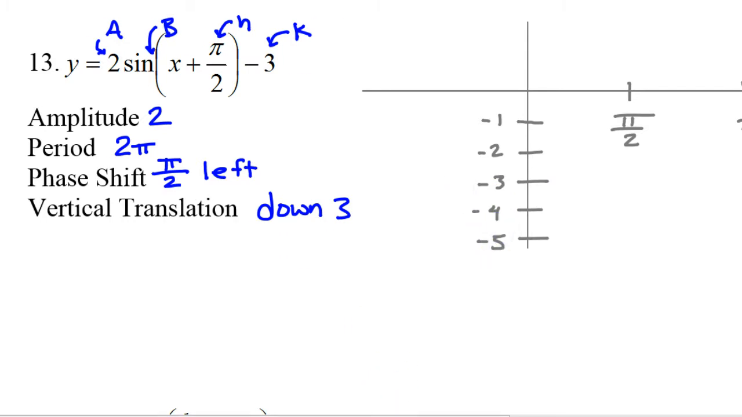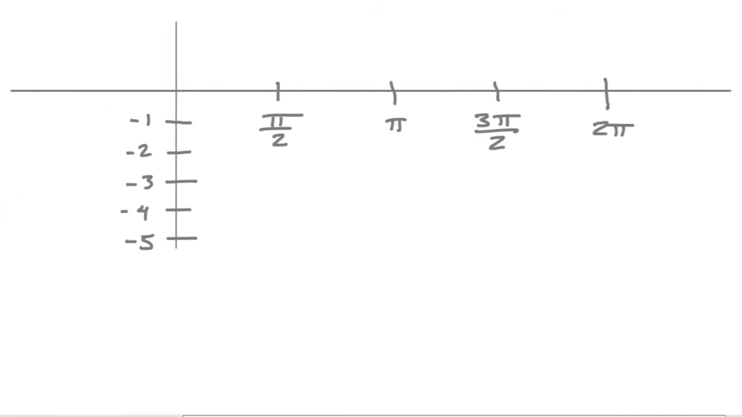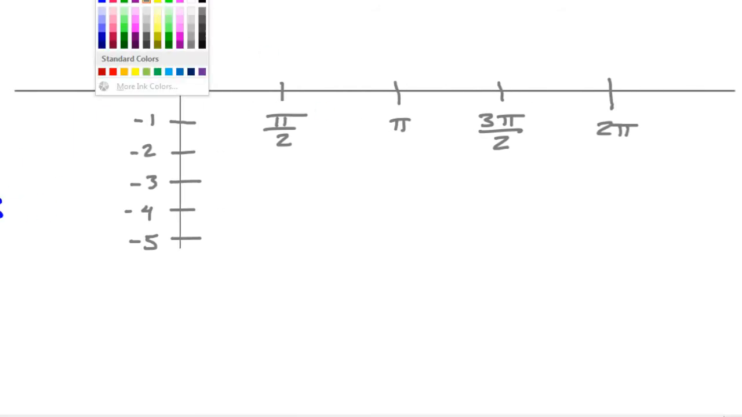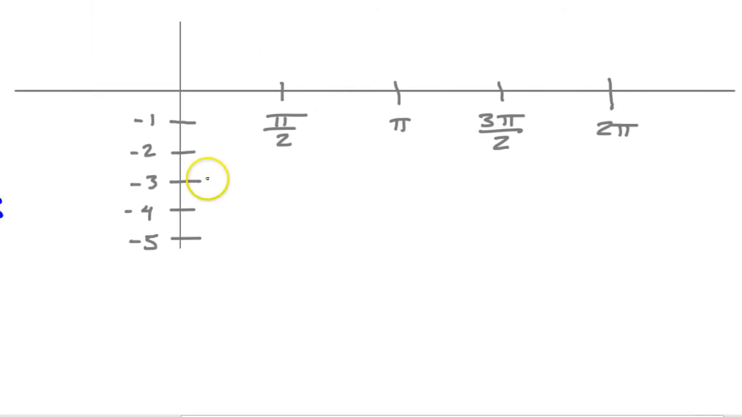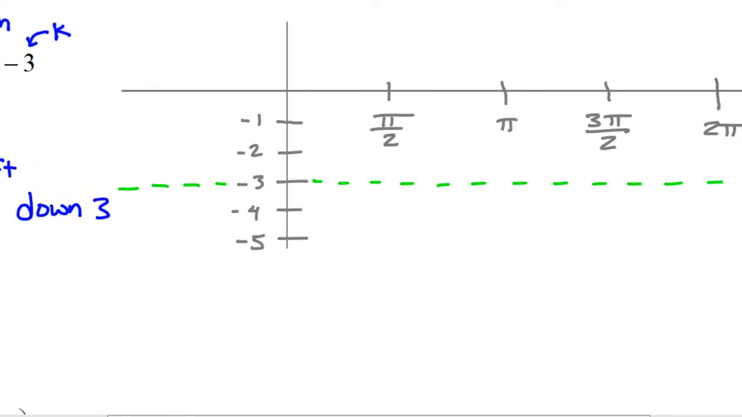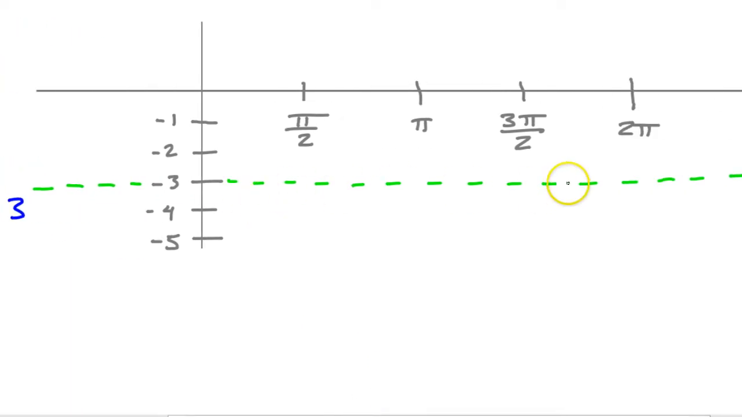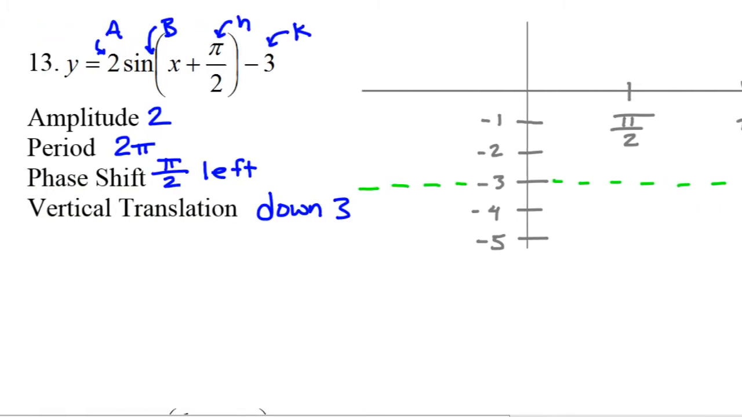So I'm going to draw the midline as a dotted line. You should do the same. Here we are at -3 because we shifted down 3. So I'm going to draw this dotted line. Always show the midline as a dotted line. I'm going to treat that the same way that I have treated the x-axis in the past.